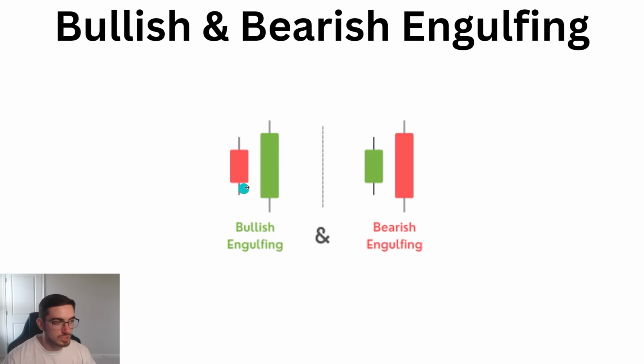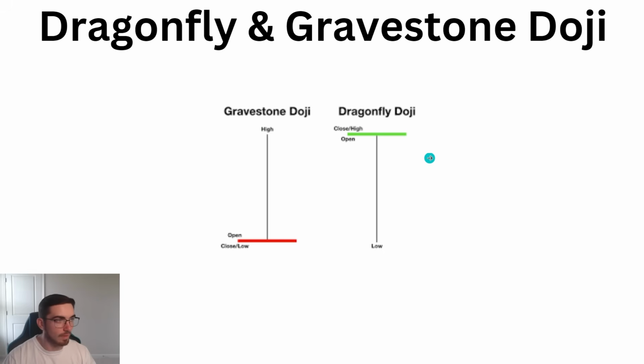So when we see bullish engulfings, this implies that price is more than likely going to push higher. When we see bearish engulfings, this implies that price is more than likely going to go lower. Again, when we talk about volume and levels, it's going to make a lot more sense.